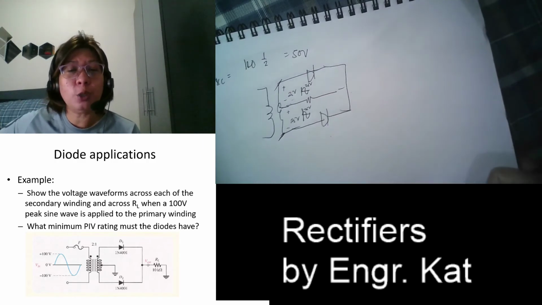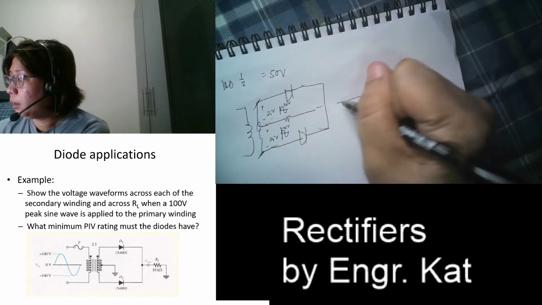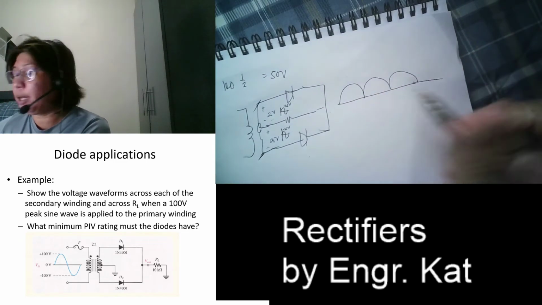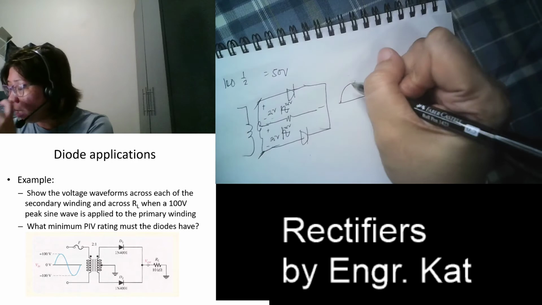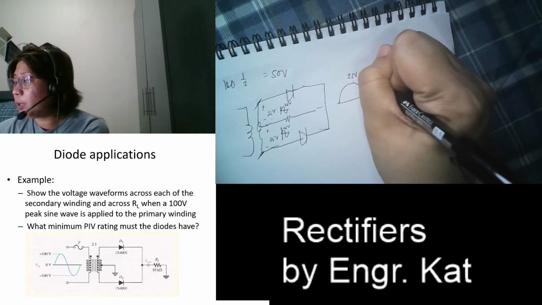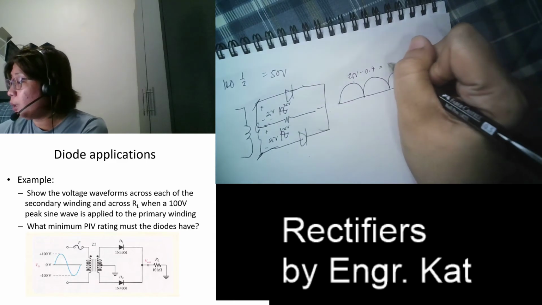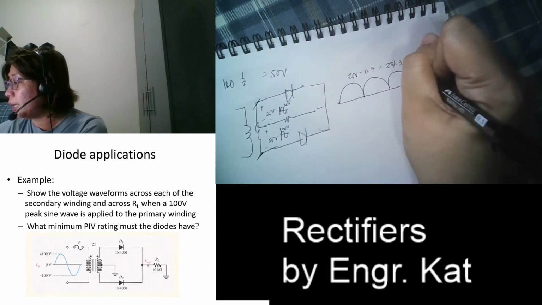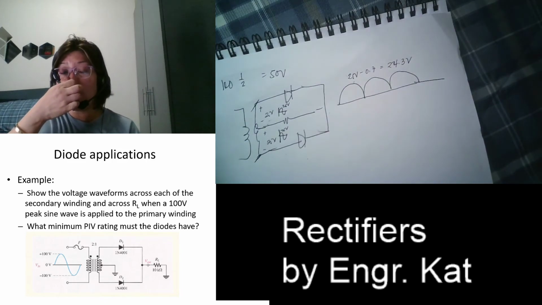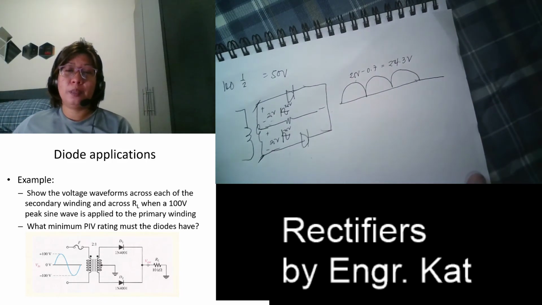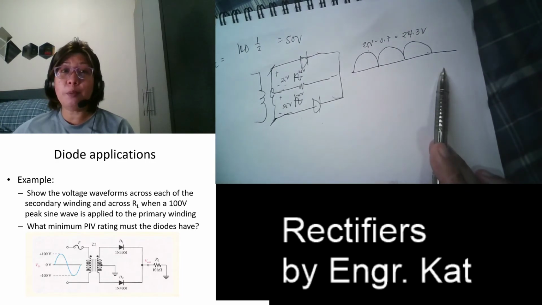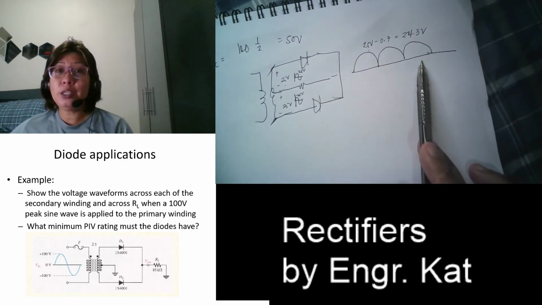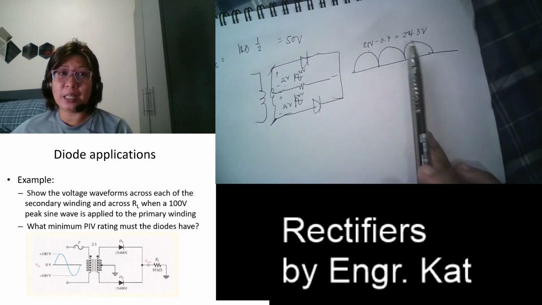So how about across RL? This is across RL. So this is already your output waveform across RL. But what is the peak voltage here? The peak voltage here is equivalent to 25 volts minus 0.7, so this is equivalent to 24.3 volts. Okay? Because we only have 0.7 volts drop there. So that is what we say, this is a full wave. Every time you look for a full wave, this is how it looks. It's just a matter of what the peak voltages will be.